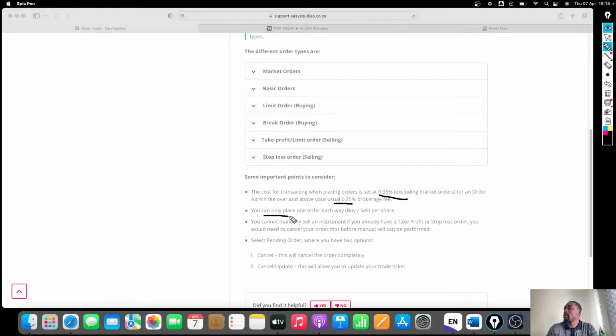0.35% rather than the standard 0.25% brokerage fee. And then you can only place one order of each per share. You can place a take profit for one company, and you can still place a stop loss for that one particular share, right? So understand that.